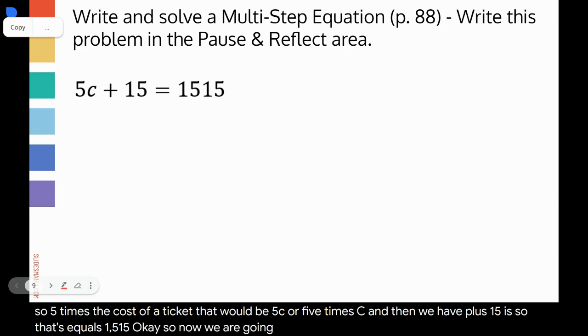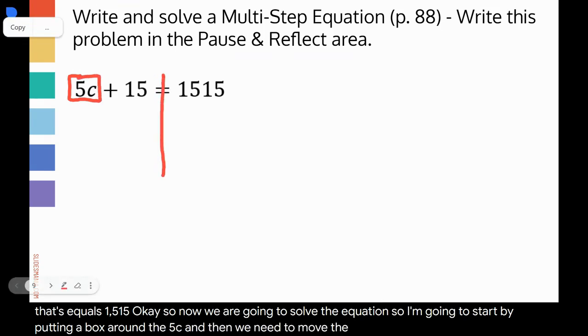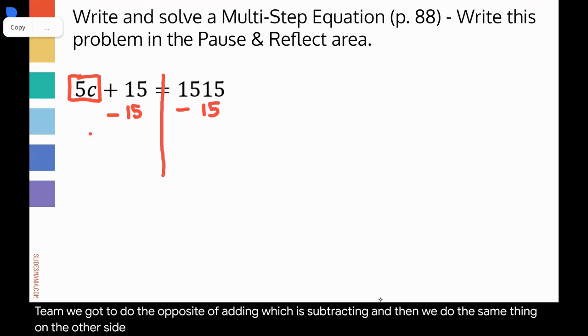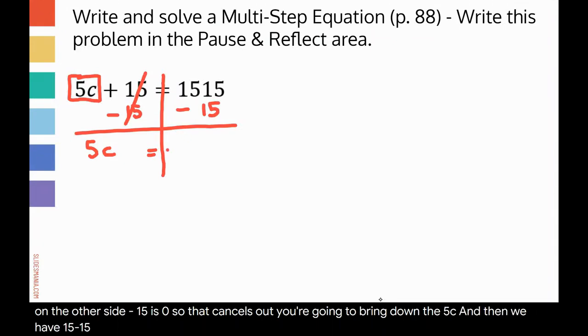Okay, so now we are going to solve the equation. So I'm going to start by putting a box around the 5C, and then we need to move the 15 away from that box. So in order to move the 15, we've got to do the opposite of adding, which is subtracting. And then we do the same thing on the other side. 15 minus 15 is 0, so that cancels out. You're going to bring down the 5C. And then we have 1515 minus 15, so that is 1500.